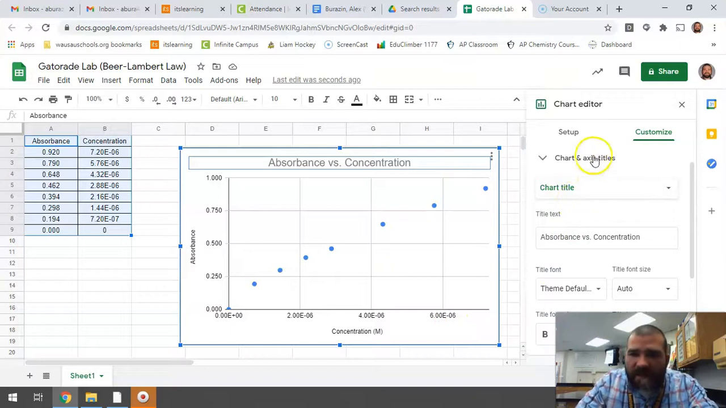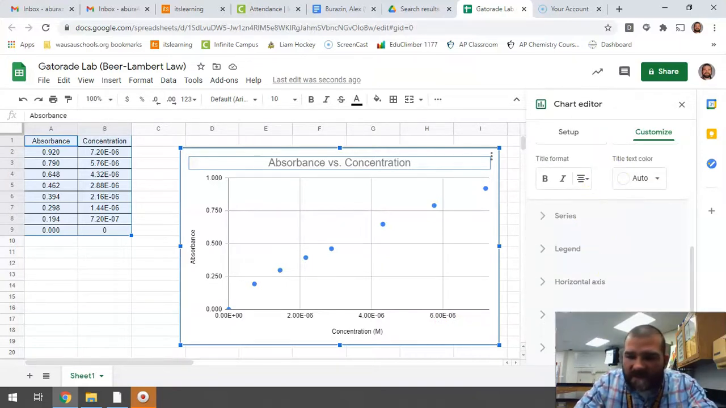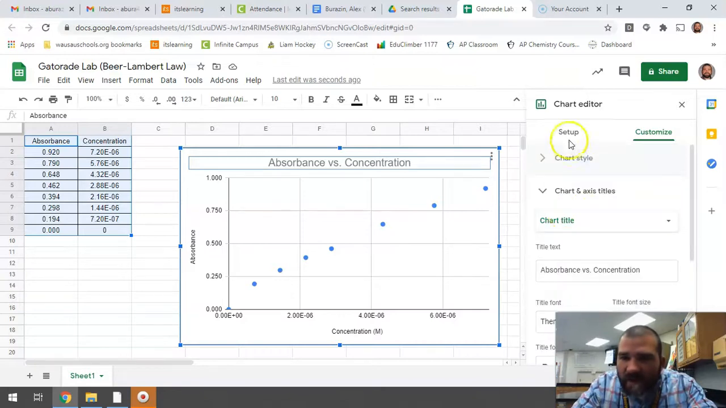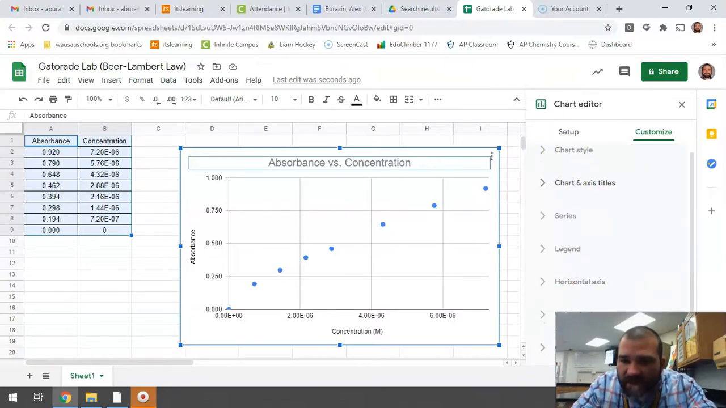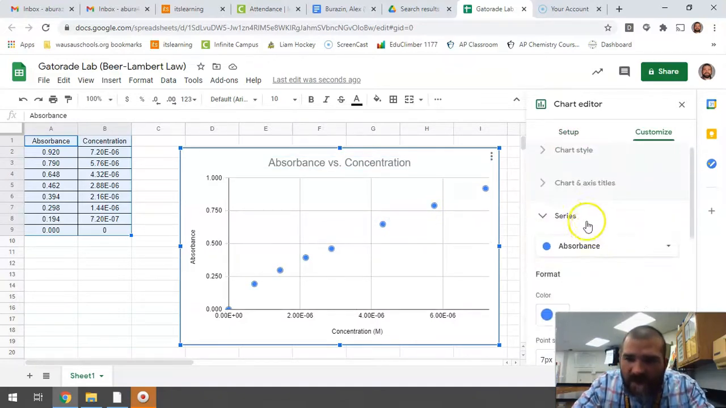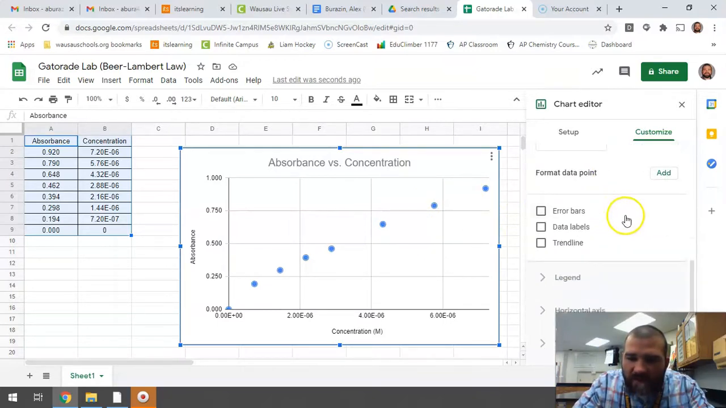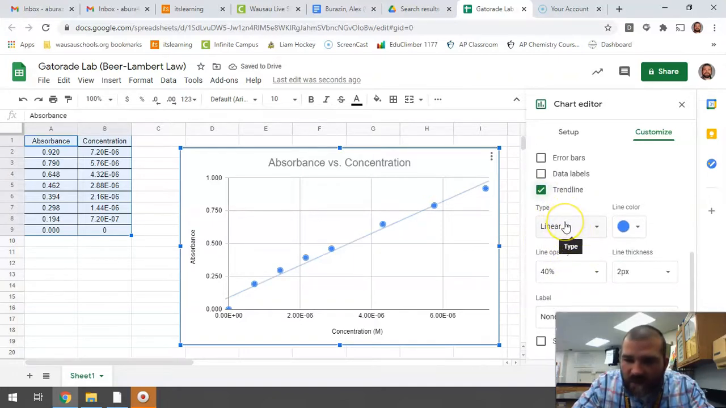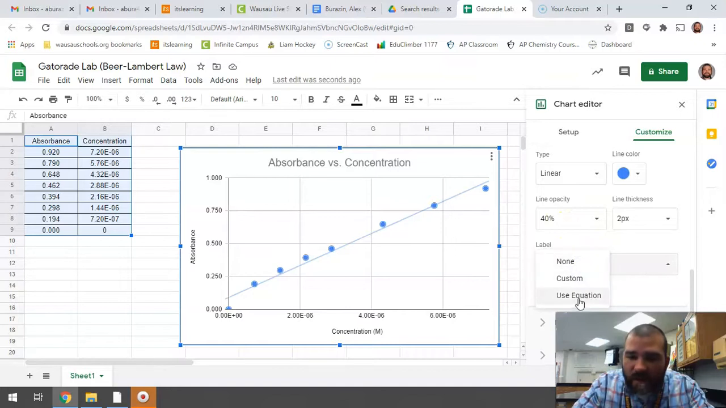But let's check the data and see how we did. I need to be on my data, so let me click on my data. There we go. I'm under series now, and it has absorbance listed. Don't worry about that too much. I clicked on a blue dot, and then it dropped down to this series. I want to scroll down a little bit. There's a button called trend line. I want that, and I want a linear trend line. You can label this as well. You can throw in the equation. That's a good thing. We need the equation.